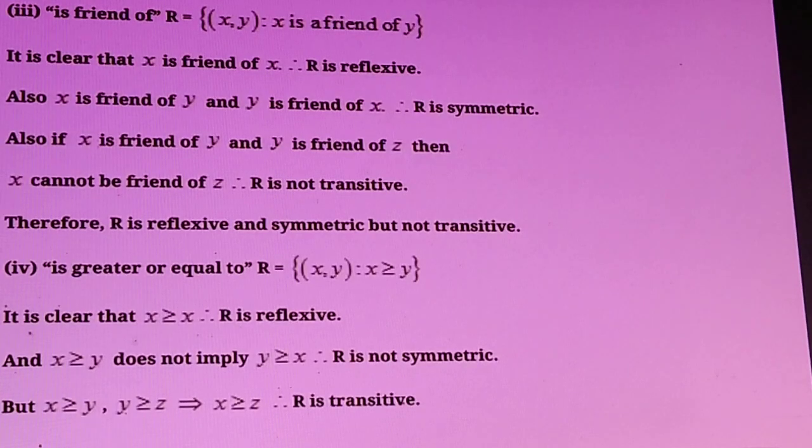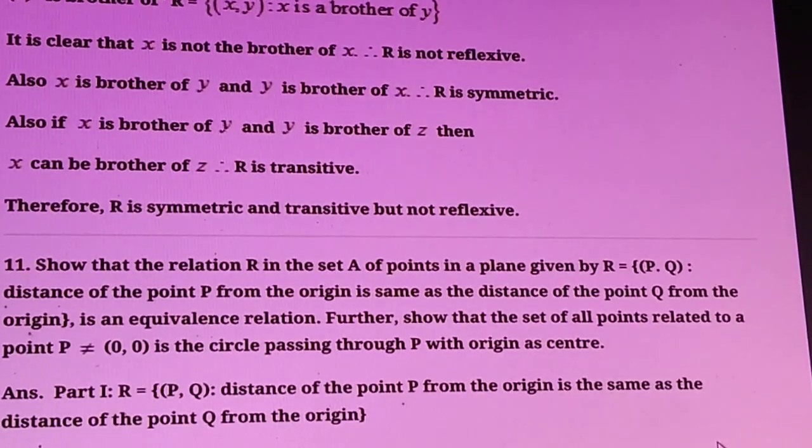Then the fourth one, is greater than or equal to. R is equal to (x, y) such that x is greater than or equal to y. It is clear that x is greater than or equal to x, so R is reflexive. X greater than or equal to y does not imply y greater than or equal to x, so R is not symmetric. But x greater than or equal to y and y greater than or equal to z implies that x is greater than or equal to z, therefore R is transitive. Therefore, R is reflexive and transitive but not symmetric.